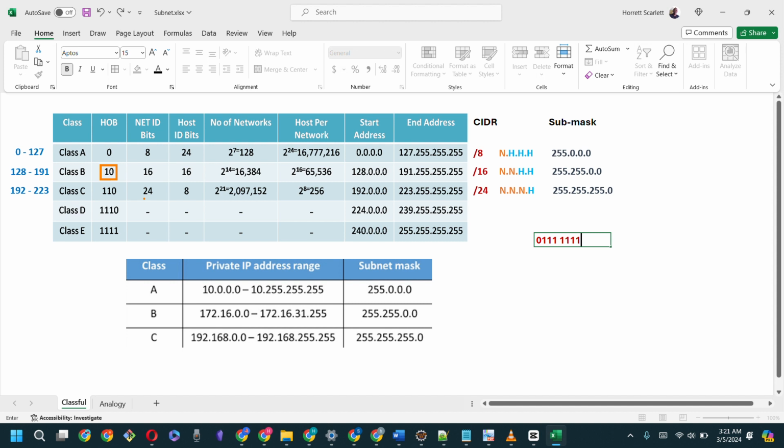And finally, for class C, 3 bits are being used out of 24 bits. So if we use 3 bits out of 24 bits as predefined use, then it means that we are left with 21. And 2 to the 21 will give us about 2 million networks.